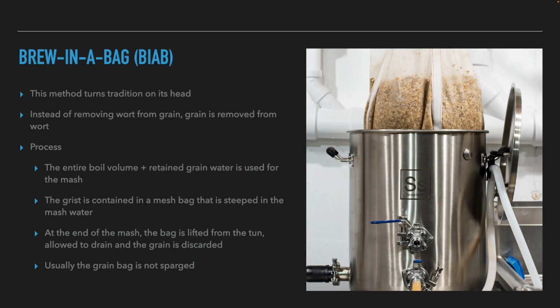The last method we will talk about today is also common for homebrewers. This method basically turns tradition on its head by removing the grains from the wort instead of the wort from the grains. The process works by using the entire boil volume plus the retained grain water for the mash. The grist is contained in a mash bag that is steeped in the mash water. At the end of the mash, the bag is lifted from the tun and allowed to drain. At the end, the grains are discarded. Usually, the grain bag is not sparged, but there are systems that allow for sparge.